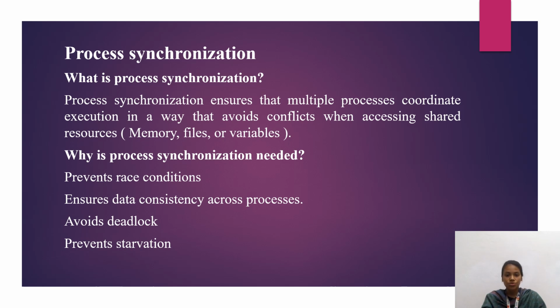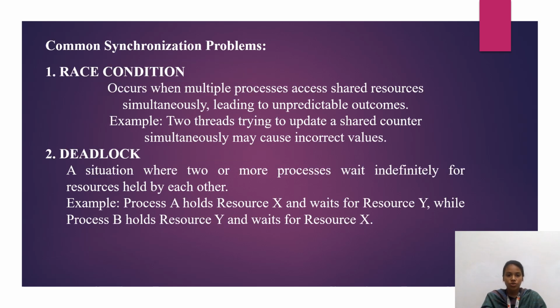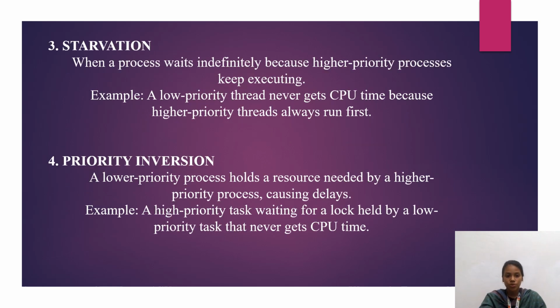Process synchronization. What is process synchronization? Process synchronization ensures that multiple processes coordinate their execution in a way that avoids conflict when accessing shared resources, memory, files, or variables. Why is process synchronization needed? To prevent race conditions, ensure data consistency across processes, avoid deadlock, and prevent starvation. Common synchronization problems: race condition, deadlock, starvation, priority inversion.